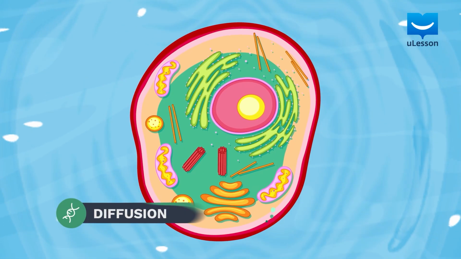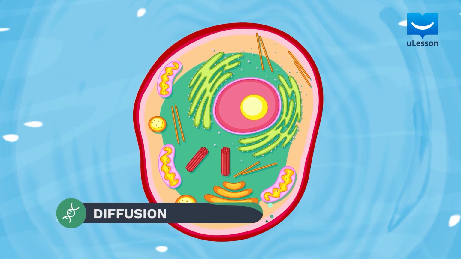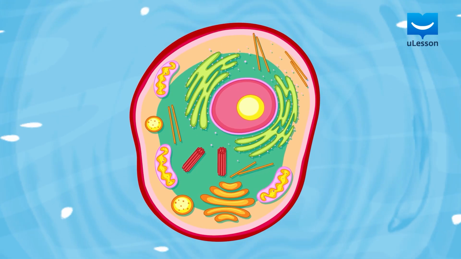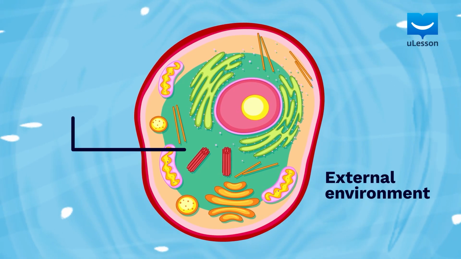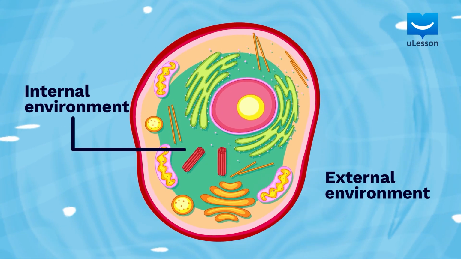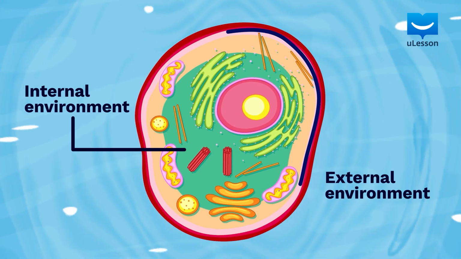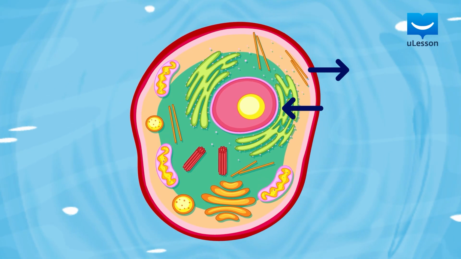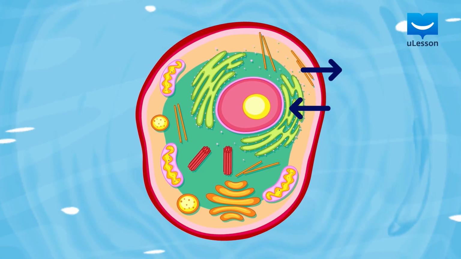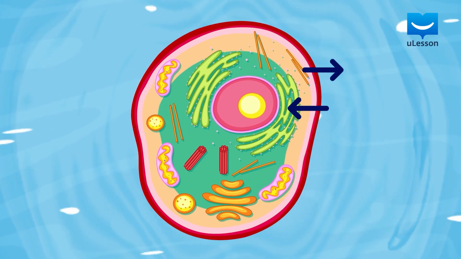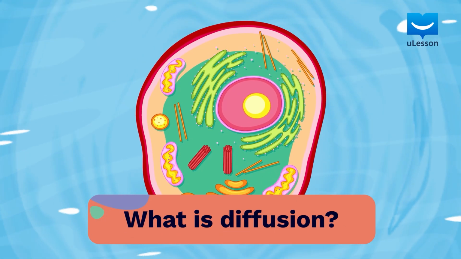Hello again. We have already seen how cells are surrounded by fluid environments from previous lessons. That includes the external and the internal environment, and that these two environments are separated by the cell membrane. We also said that there is selective transport of substances between the two environments across the membrane, and one of the ways this is achieved is by diffusion. So, let's find out what diffusion is.